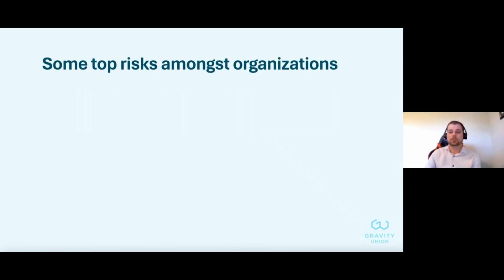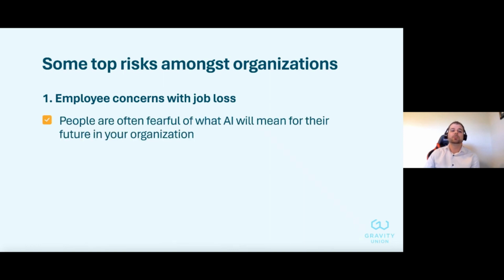There are some top risks that have been identified out there. One of them that you've probably heard is the concern of job loss. People are often fearful of what AI will mean for their future in your organization. And we're going to talk about why this becomes important later for you. Will AI make my job obsolete? Hopefully not. It always depends on how you're leveraging that AI.